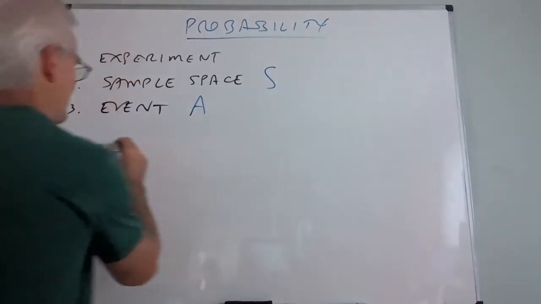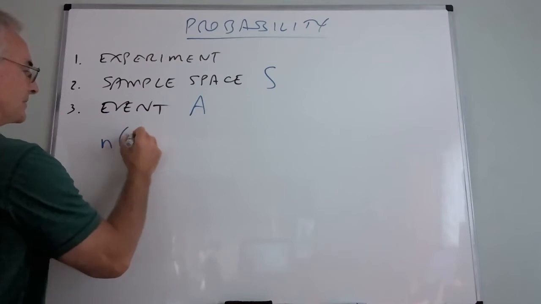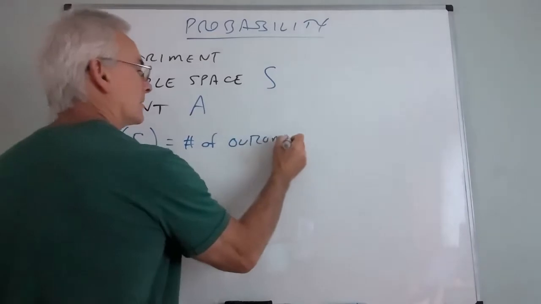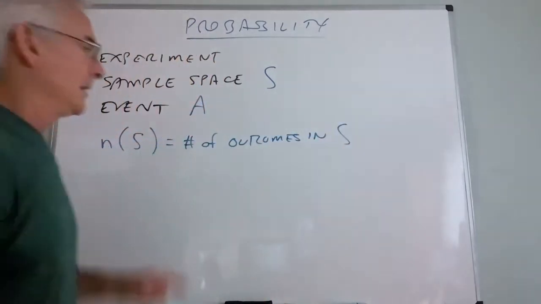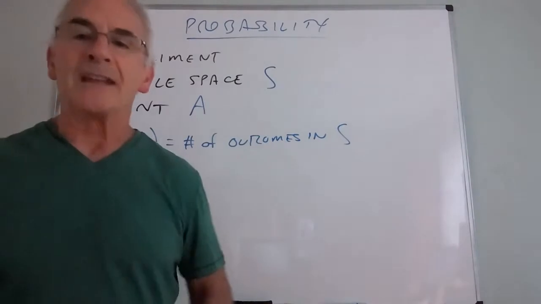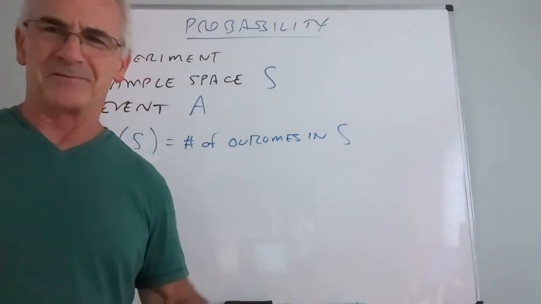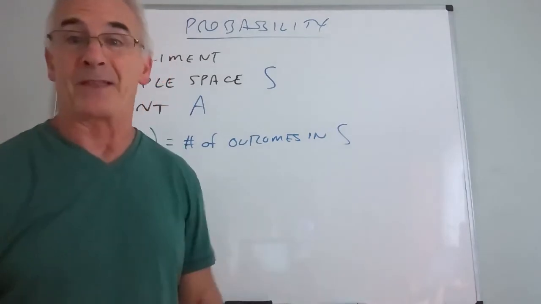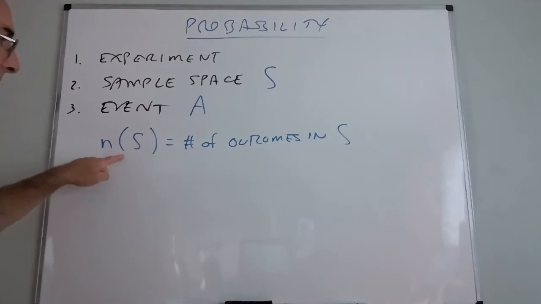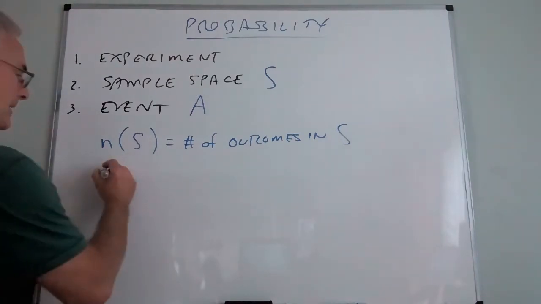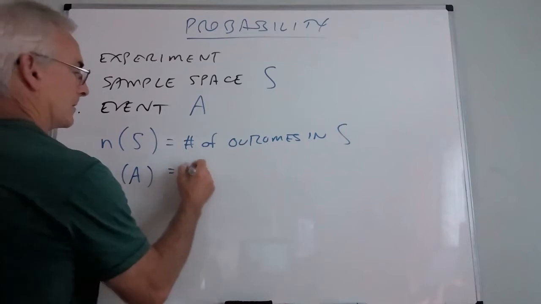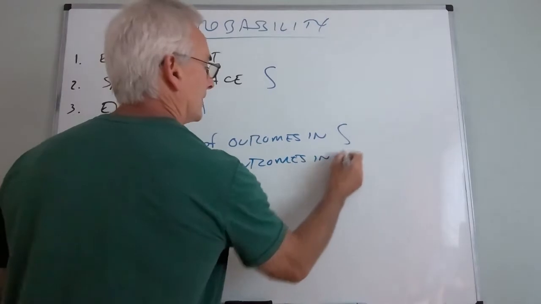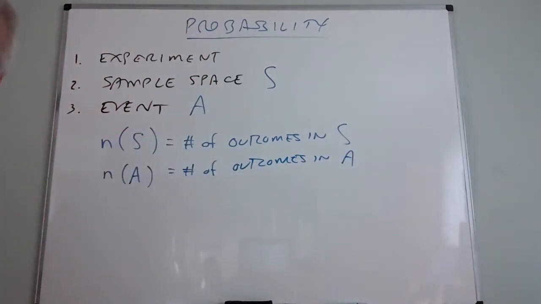So if we define N of S as the number of outcomes in S, formally it's often referred to as the cardinality. I don't like using that word because it just sounds too abstract and vague. Cardinality is exactly how many elements there are in a set. That's all that means. So N of S is the number of outcomes in S. N of A is the number of outcomes in A. Okay. That's easy enough. Now we can finally define probability.